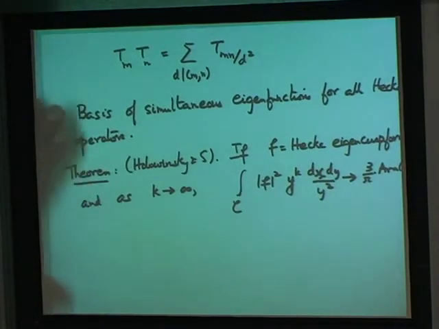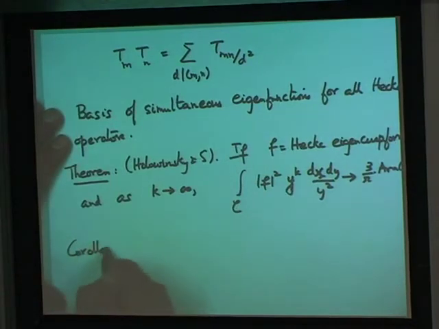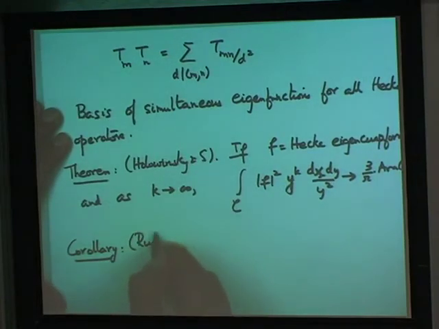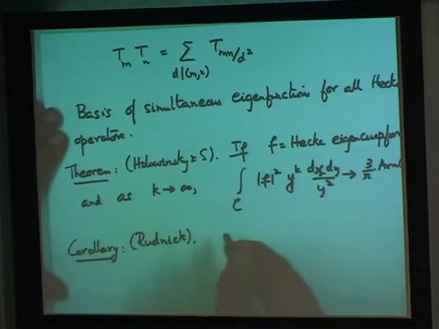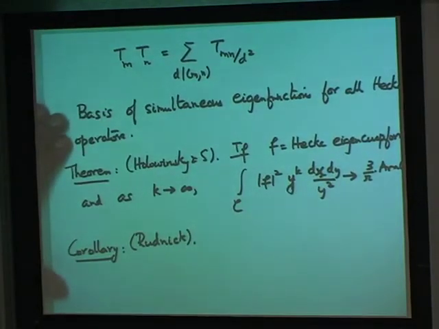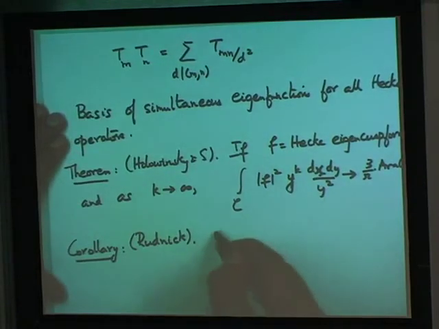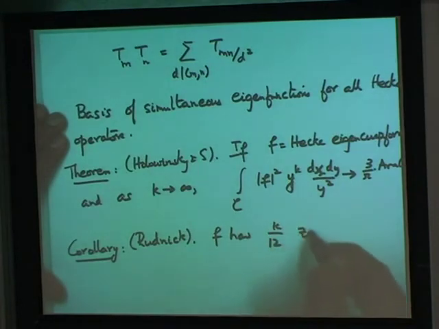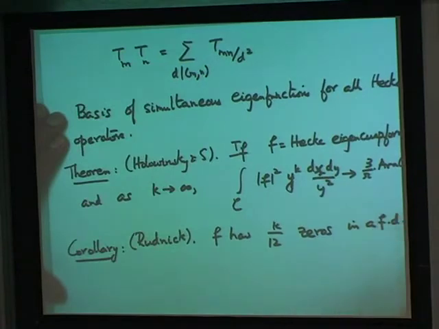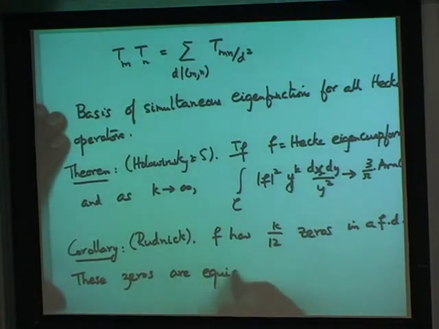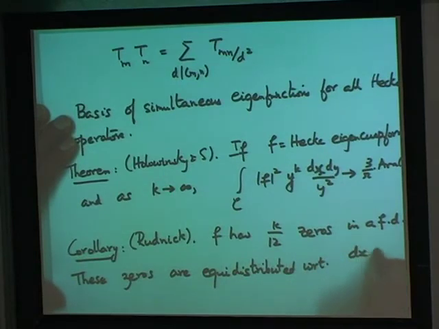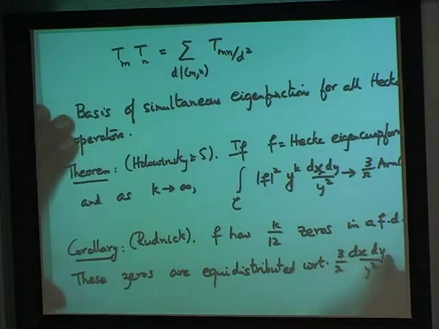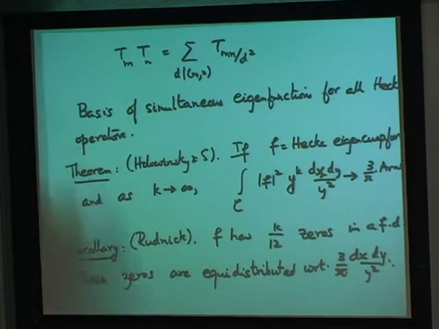So let me state a very nice corollary of this, which was proved first by Rudnick. Rudnick noted that if you had this theorem, then there would be a corollary that you could say something about the zeros of f. So f is just a modular form of weight k, so you can find out how many zeros it has. f has about k over 12 zeros in a fundamental domain. And these zeros are equidistributed on the fundamental domain with respect to the measure dx dy over y. So that's the theorem in the holomorphic case.